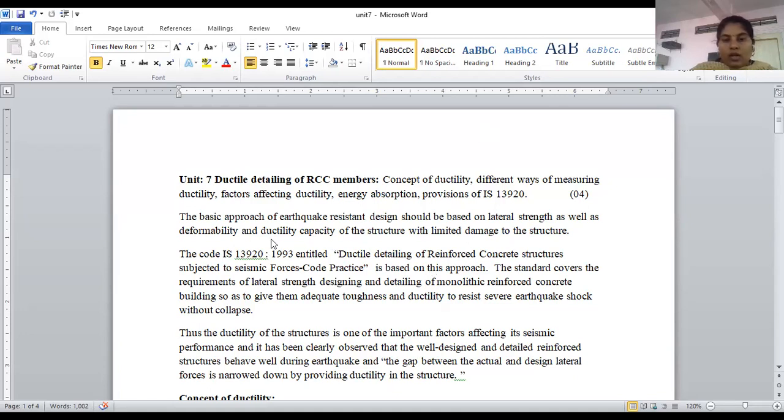I request all of you to write down the syllabus of unit number 7 in your notebook on a new page. Write down: unit number 7, ductile detailing of RCC members. Write down: concept of ductility, comma, different ways of measuring ductility.